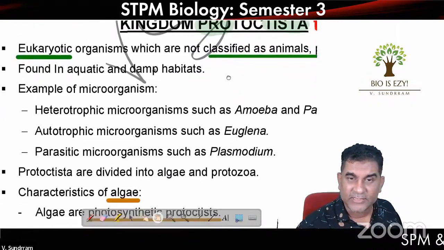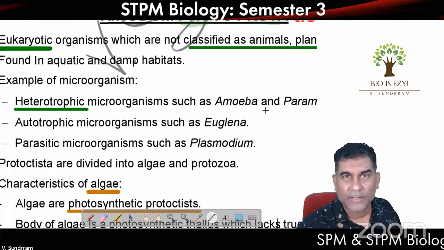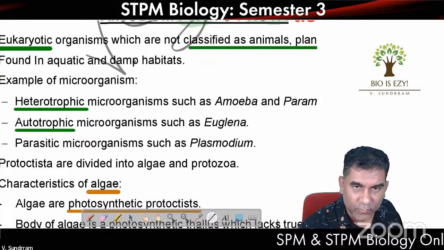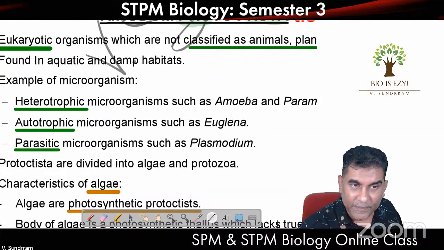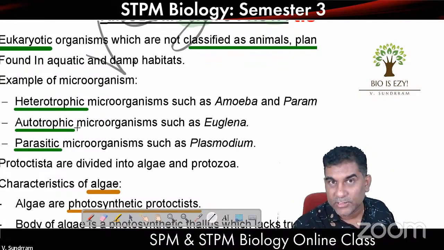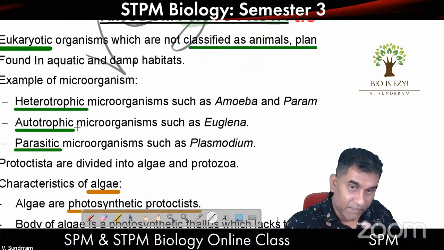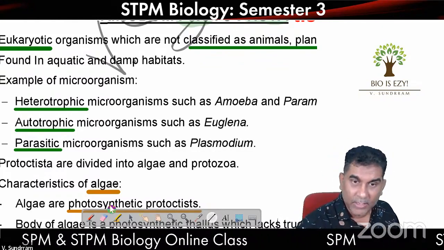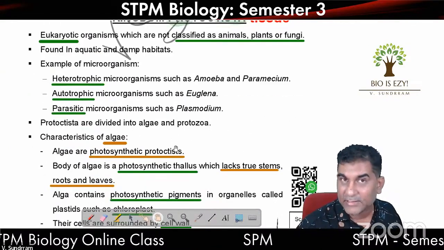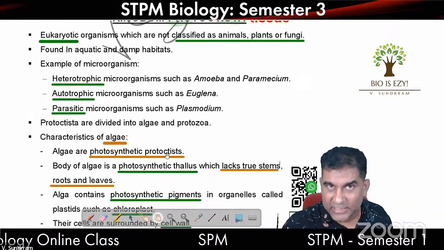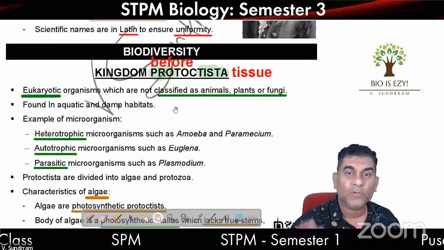Examples of organism. Heterotroph, Amoeba, Paramecium. Autotroph, Euglena. This one can do photosynthesis. Some are parasitic, for example Plasmodium. Plasmodium will be explained in chapter 13 under malaria. Plasmodium causes malaria. Okay, we have algae, which has plant characteristic. Protozoa has animal characteristic. Any question for Protoctista?